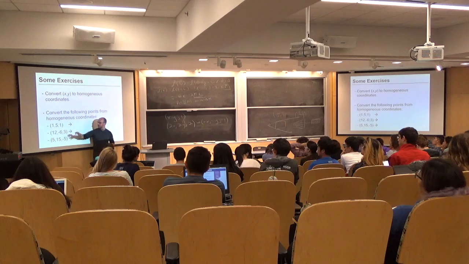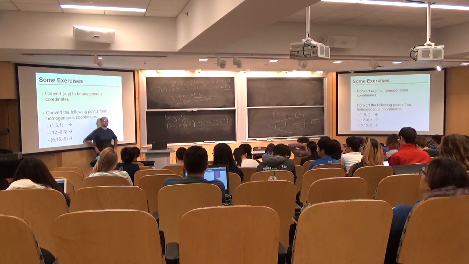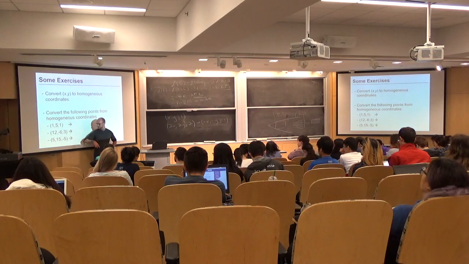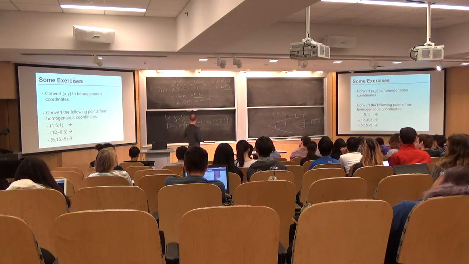Exactly. How about 12, minus 6, 3? How could I convert that to inhomogeneous coordinates? 4, minus 2, right? I have to divide by the 3 first. You put a 1 there, and then read off the coordinates. And I'll let you do the third one. Yes? Why did you choose the 1 in the first place? That's by convention.